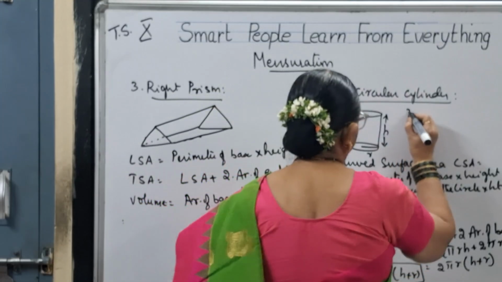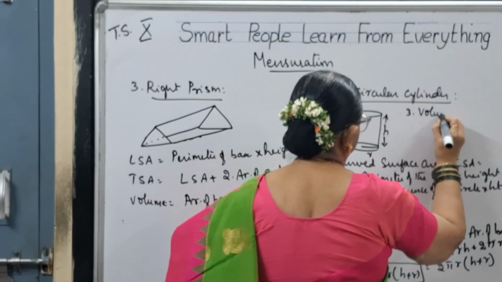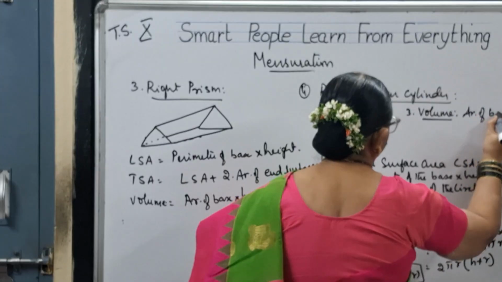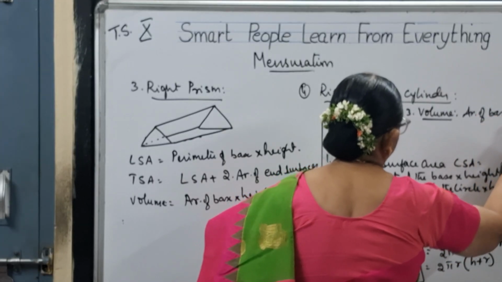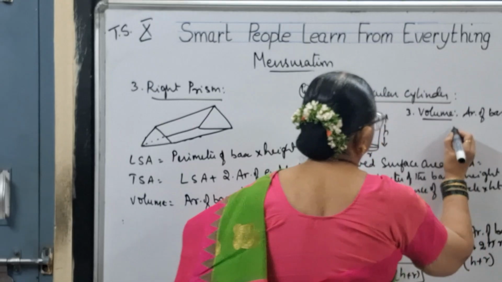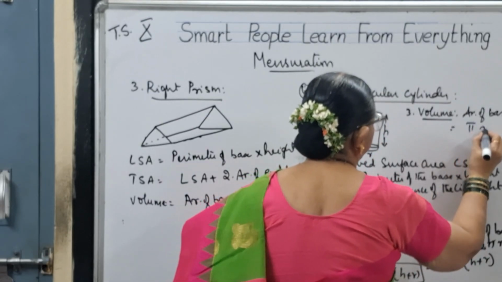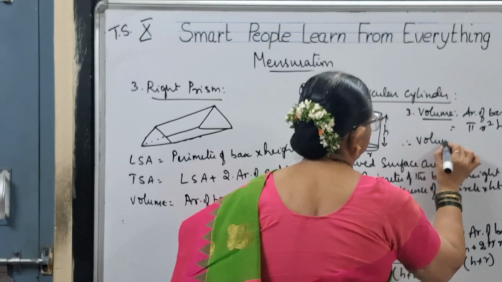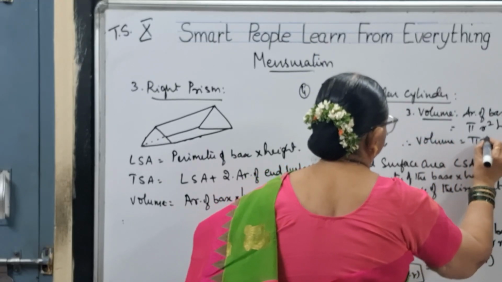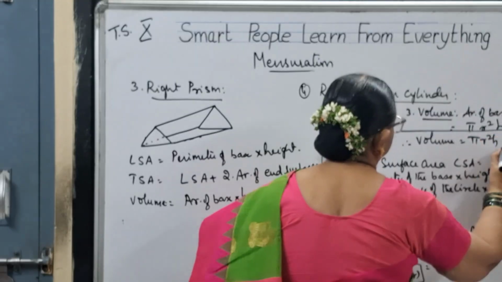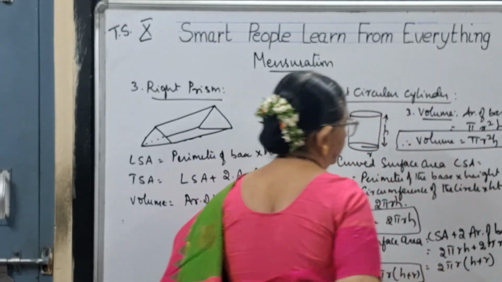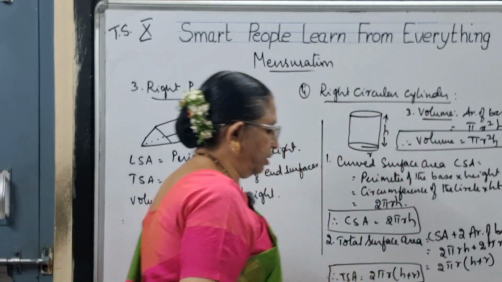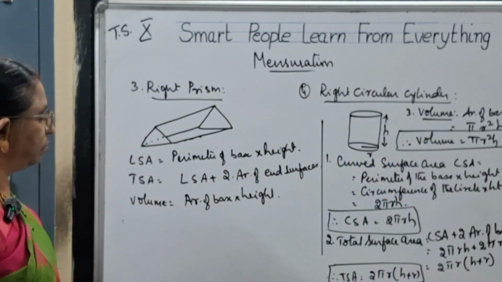Now, I'll do it here. Third, volume. What is volume? Area of base into height. So area of base is in the form of a circle, pi r square, into h. Therefore, volume is equal to pi r square h, the formula for the cylinder. So the first, second and third are for the cylinder, children. Please note it down.